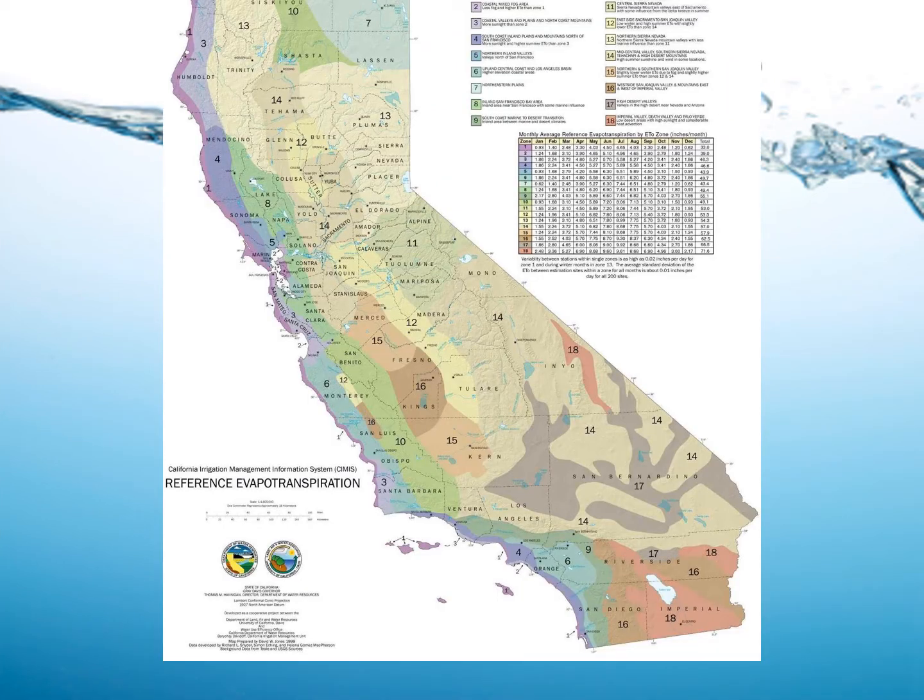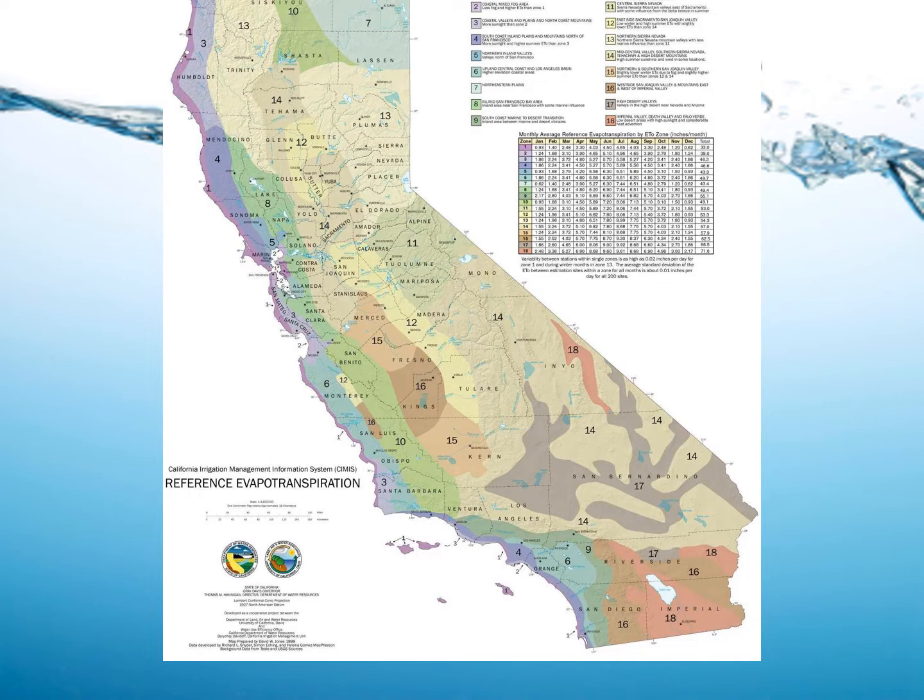So let's go to the next slide. This is a map. It's called a reference evapotranspiration map. You can find it anywhere. It's also in our files section, and it's really quite handy. And if you look at it, you'll see all those different colors, and those different colors correspond to a precipitation zone. And the colors are numbered, right?